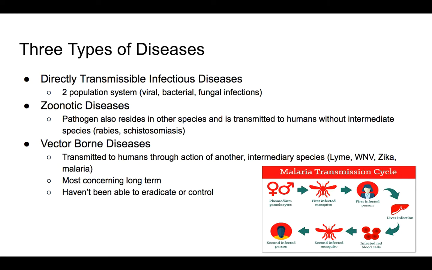There are three types of diseases. The first one is the direct one, which is like the pathogen to the host. The second one is transmitted with no intermediates, and the third one, the most complex one, is where there's another reservoir, like in the case of malaria, which comes through mosquitoes.